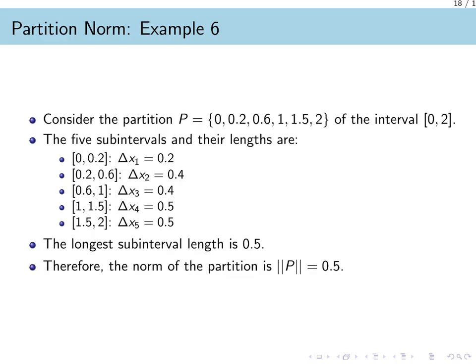The width of the first subinterval is 0.2. The second is 0.4. The third is also 0.4. The fourth subinterval has a width of 0.5, and the fifth also has a width of 0.5. Now we simply look for the largest value among these 5 widths. The largest value is 0.5. It is important to note that 2 different subintervals can share this maximum width. This is perfectly acceptable. The norm of a partition is determined by the single widest subinterval, so the norm of this partition P is 0.5.